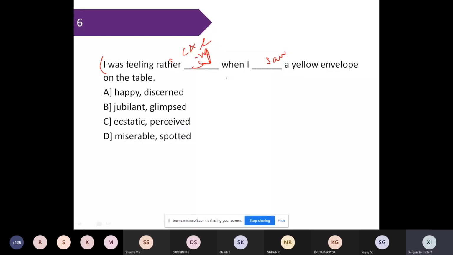Fourth one is miserable, that is being sad. And spotted, which means when the girl saw the envelope or the boy saw the envelope. Okay, so this is how we have to do. Correct answer is option B.